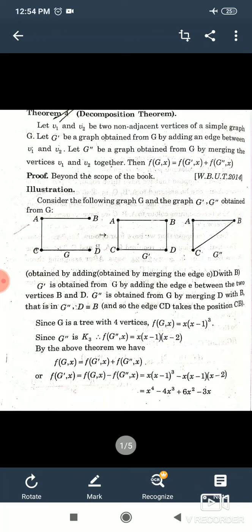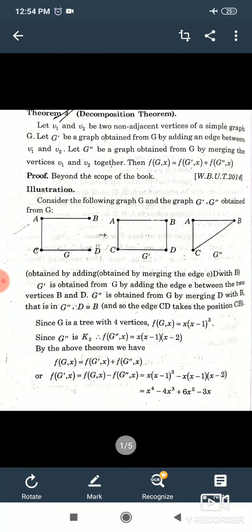Let G'' be a graph obtained from G by merging the vertices V1 and V2 together and deleting the vertex V1V2. Then f(G, x) equals f(G', x) plus f(G'', x). Now, example: consider the following graph G with vertices A, B, C, D.